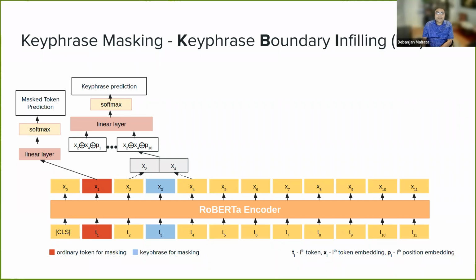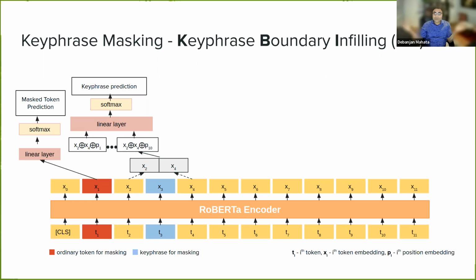So the idea is, given this context, you have to predict the key phrase, which is X3, that you have masked. What you do is take the representations of the boundary tokens, which is also something done in the SpanBERT paper.